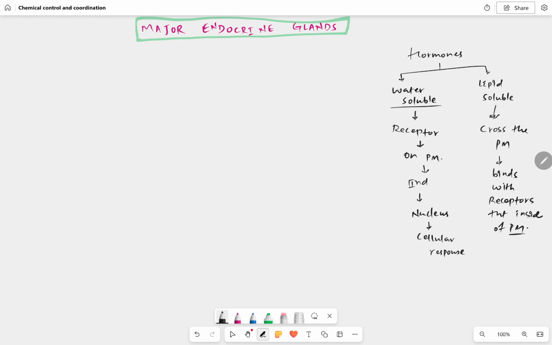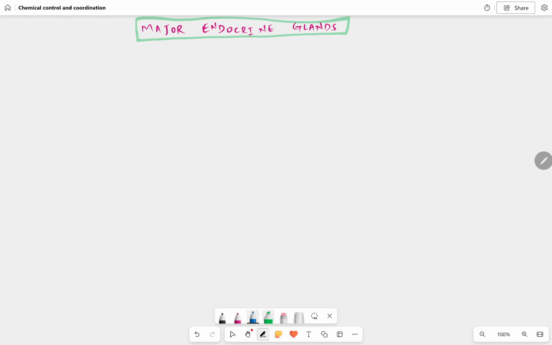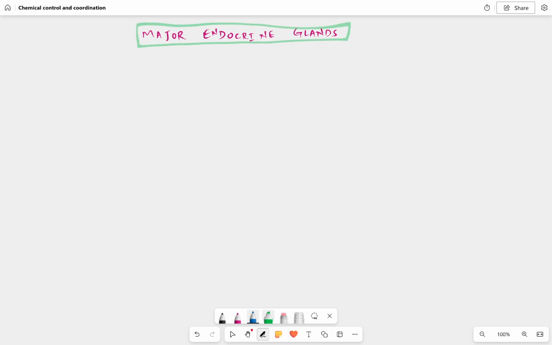Okay, so now after completing all this introductory part of the hormone, we are shifting to the endocrine glands. So for major endocrine glands we have different types of endocrine glands. Let's have a quick look at the major endocrine glands. What kind of endocrine glands are there in our body?